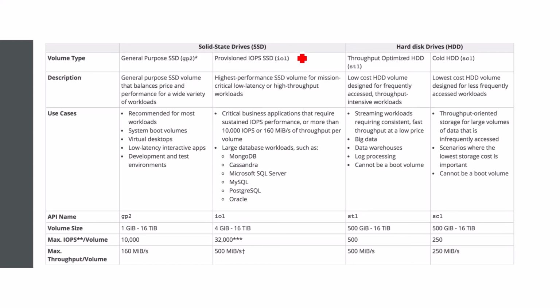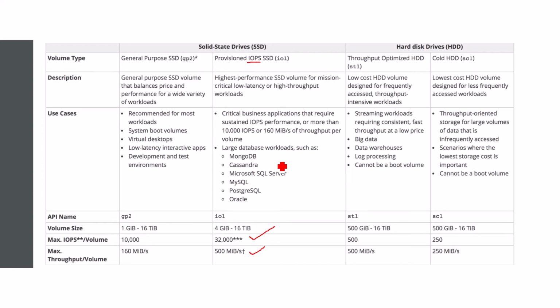So here I have covered the comparison between solid state drives and hard disk drives. For solid state drives, two flavors are available: General Purpose and Provisioned IOPS. For the hard disk drive, just keep in mind that you cannot use it as a boot volume. Provisioned IOPS provides a good amount of IOPS, around 500 MBps throughput, and IOPS of more than 32,000. Among all the kinds of EBS volume, you can see that the highest IOPS is available in the Provisioned IOPS SSD.